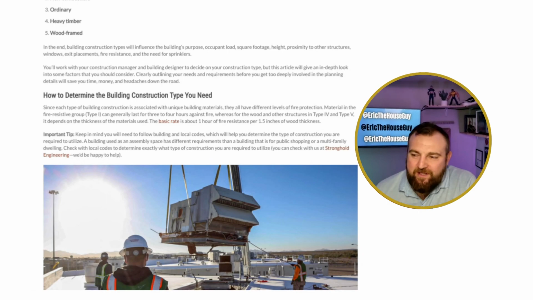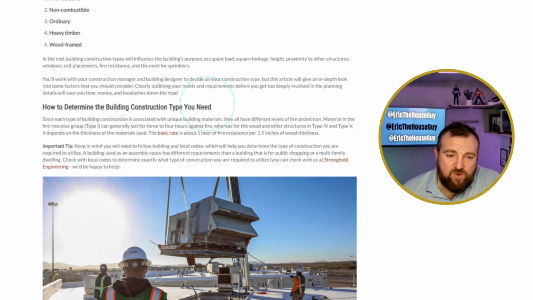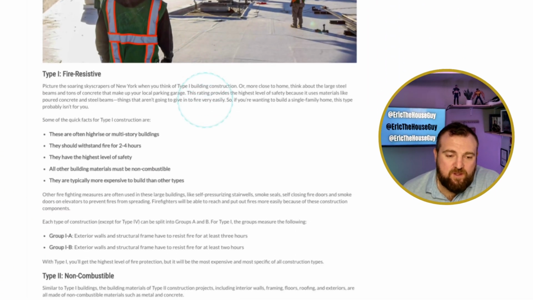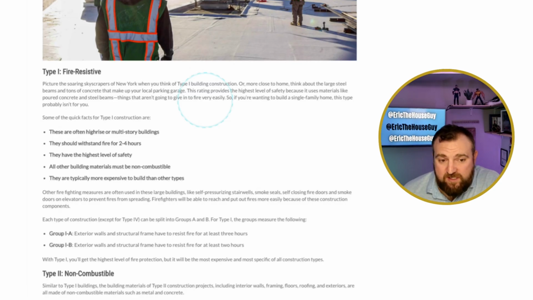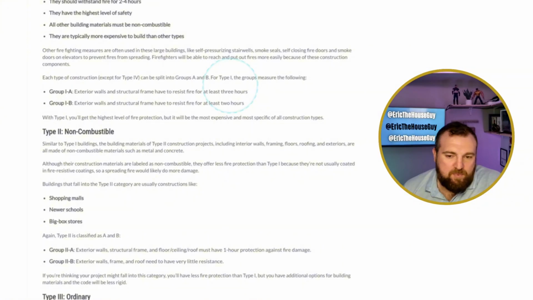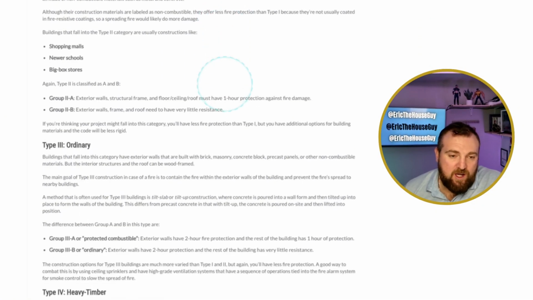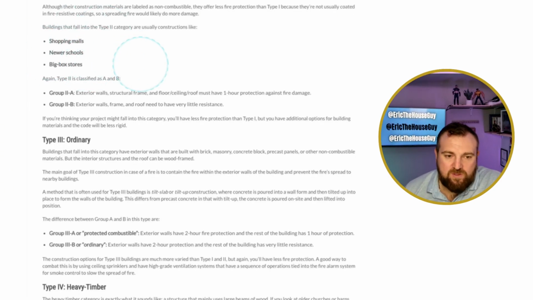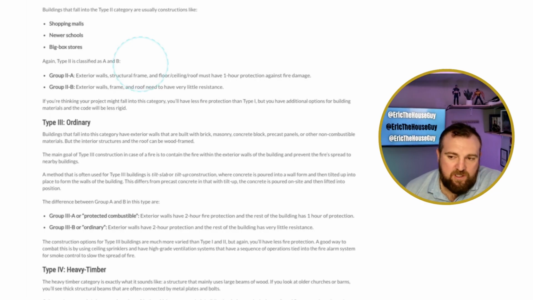Was that informative? For the most part, you don't have to worry about any of these, except for the very last one. Fire-resistive, these are your big properties, and you really do not need to concern yourself with them. I just wanted you to know about them. Non-combustible, again, big box stores, shopping malls, new schools. You don't really need to know about these as well.